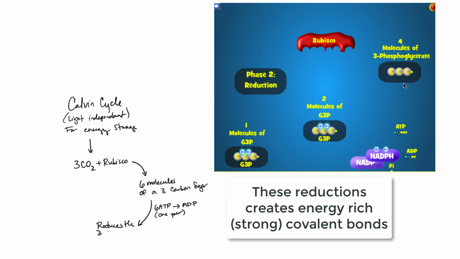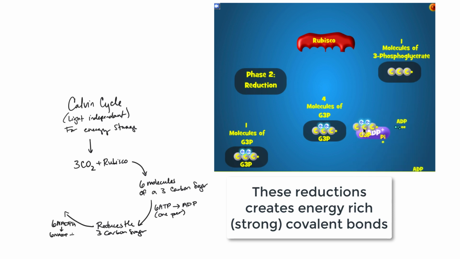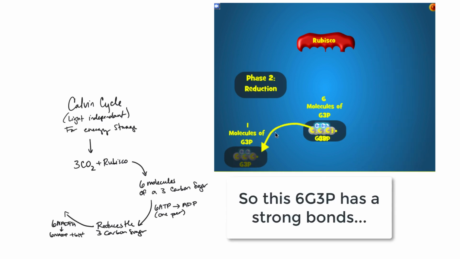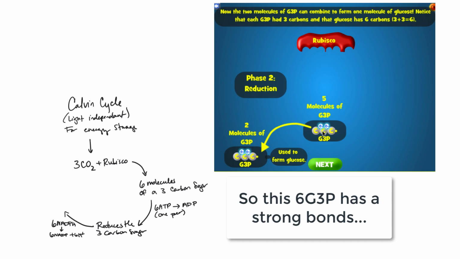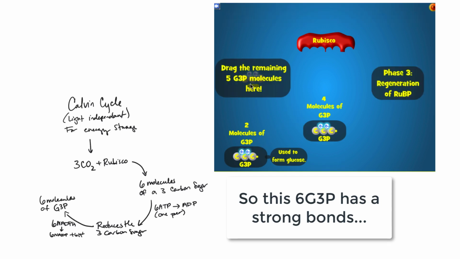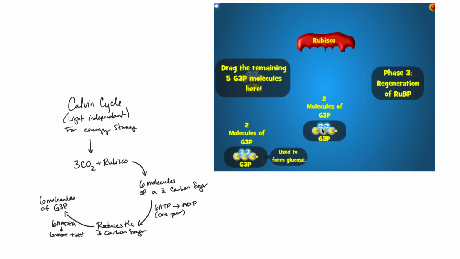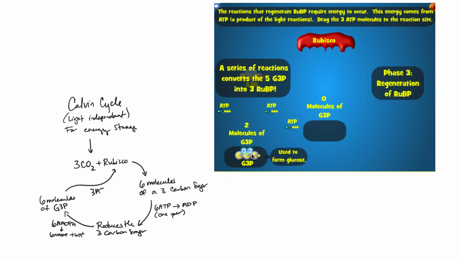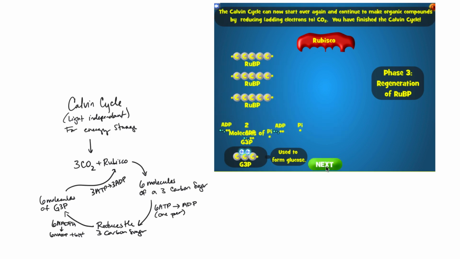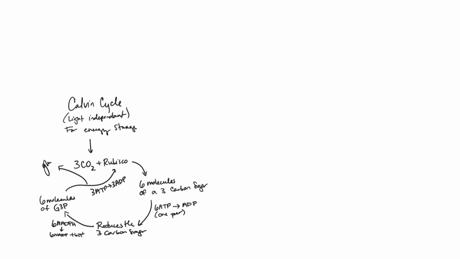After that, we use our NADPH and break that into NADP plus H, and we do that for each of those sugars to create 6 molecules of G3P. We'll then combine that G3P with another G3P. So we'll combine 2 of them to make a glucose, and we'll use ATP to turn the rest of it back into RuBP. So taking it back to that original molecule that we used.